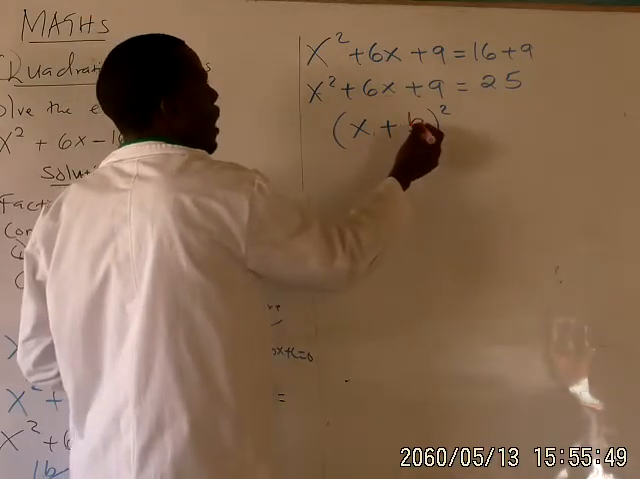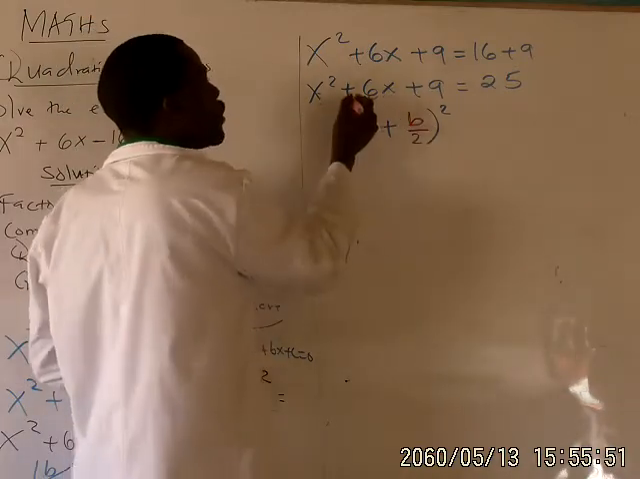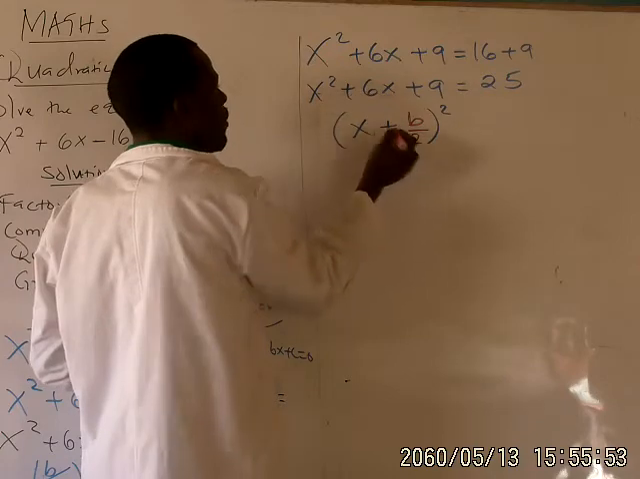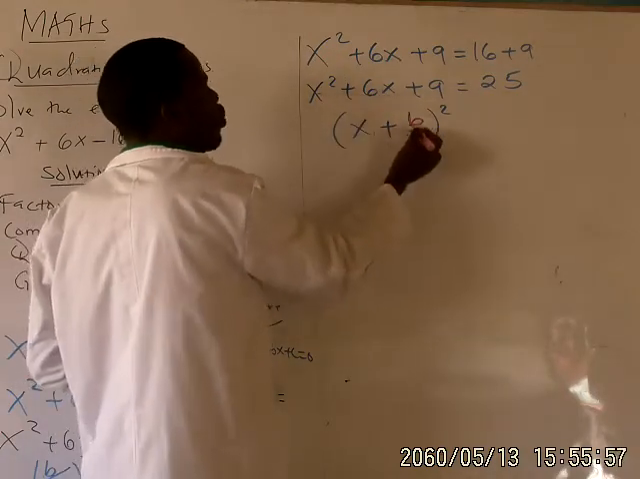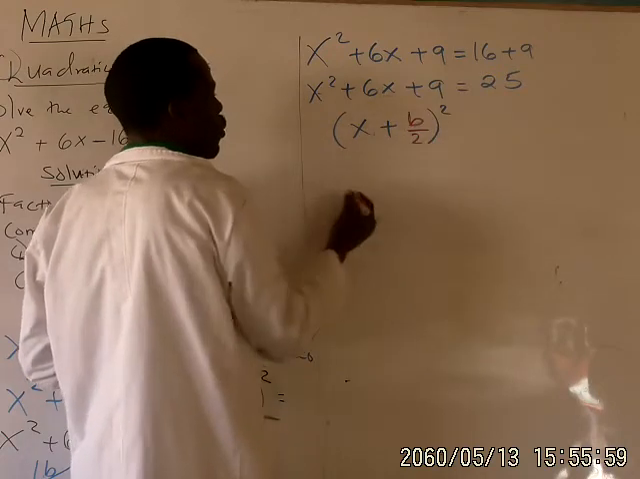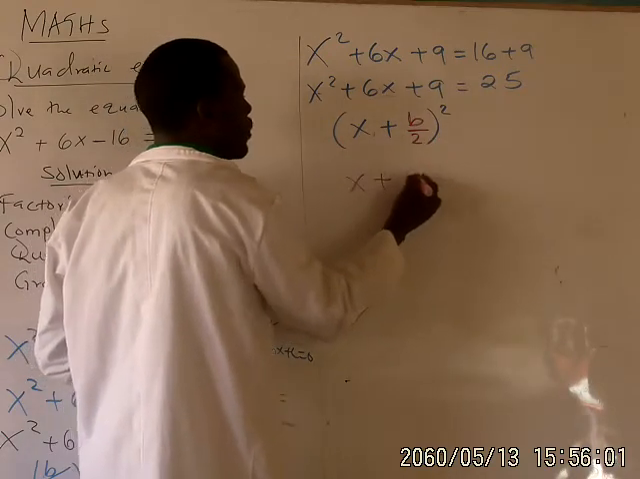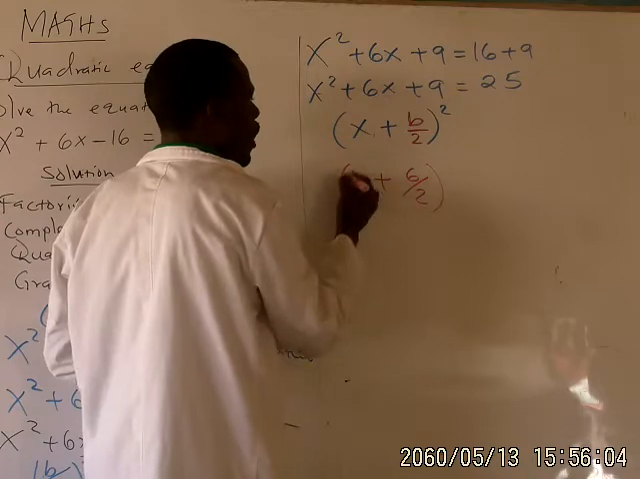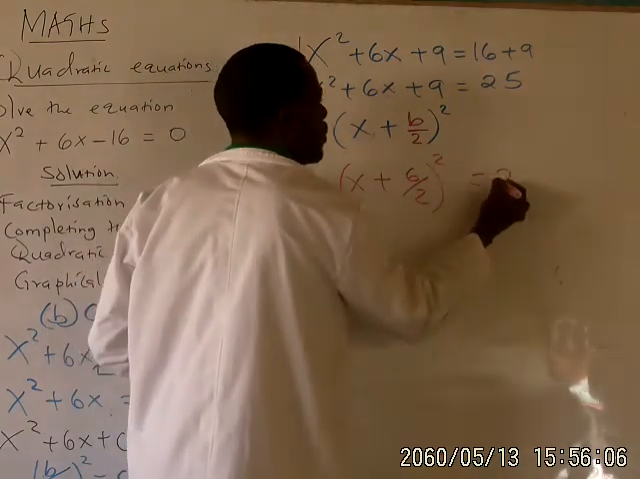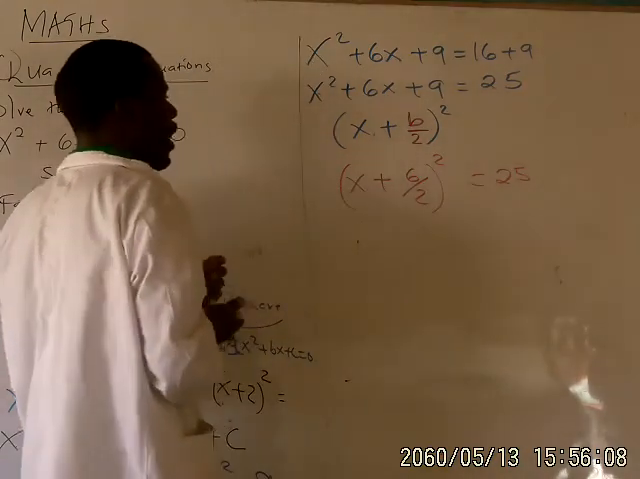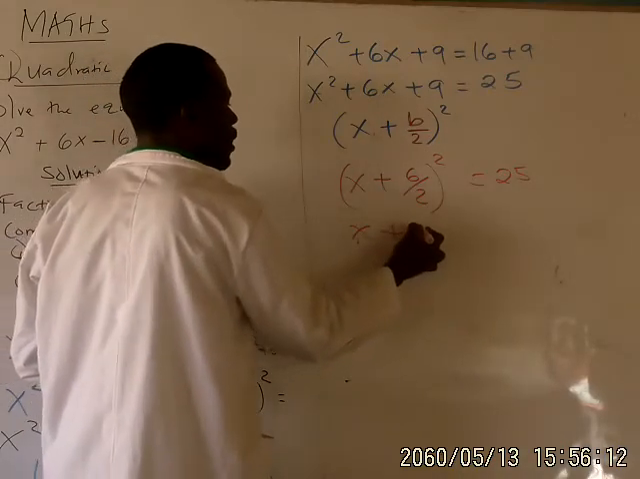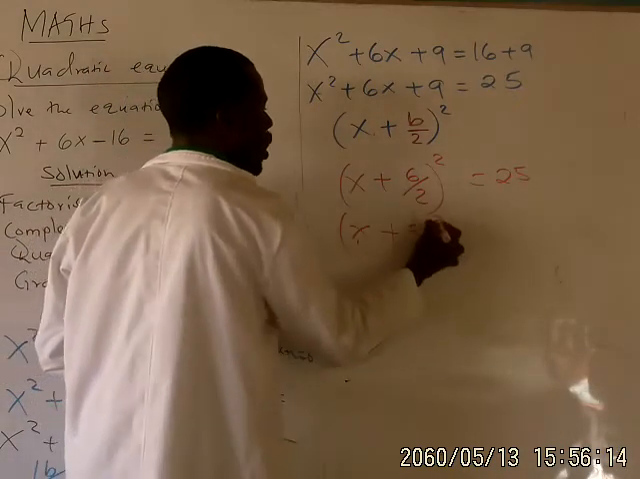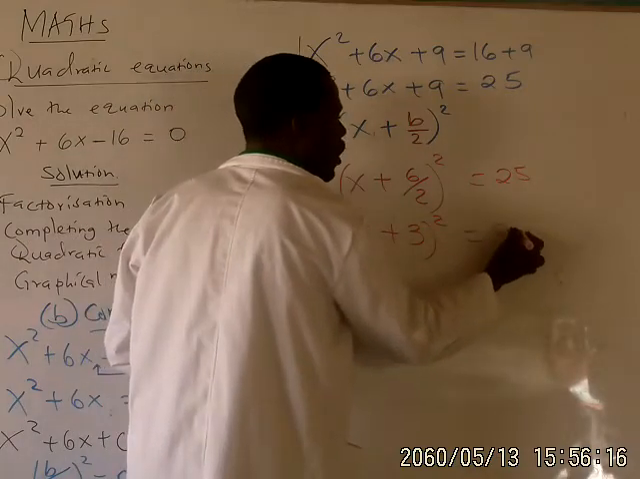Now, what's my b? My b is 6. It is positive 6. If it was negative, I would come with the negative, both negative here. But it is a positive 6. So what I put here is 6 over 2. Therefore, I will have x plus 6 over 2, then squared, equals 25. Now, what is 6 over 2? 3. So x plus 3, then squared, giving me 25.